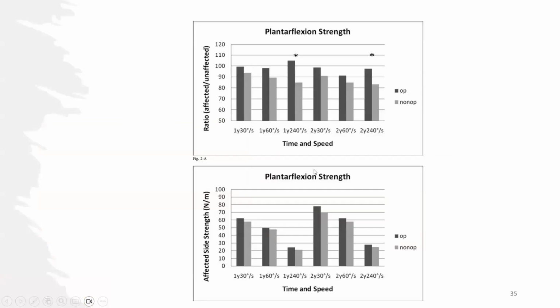This is just a graph that shows the difference in strength for operative and non-operative treatment. You can see that the operative leg did slightly better in all of the testing states. It was only statistically significant in a couple of the testing states, but it did seem to do a little bit better in all.